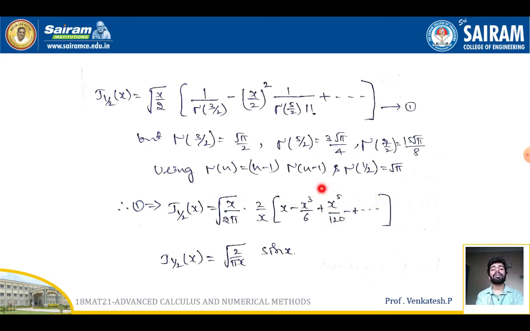So this is nothing but the sine series. Simplifying it, the 2 by root 2 will become root 2, and root x by x will become 1 by root x. So I got the equation: square root of 2 by pi x into sin x. This sin x is obtained from the sine series in this equation.